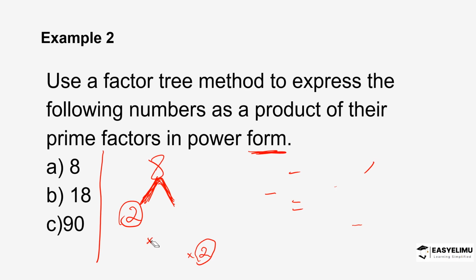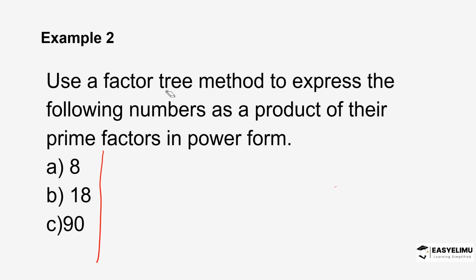Let's try part B of the question, which is 18. So we are supposed to express 18 as a product of its prime factors in power form. Remember, we can use the successive division method, but now here we are going to use the factor tree method. So we have 18 on the left hand side of the 2 branches. We're going to identify the factors, and we normally start with the smallest prime factor.